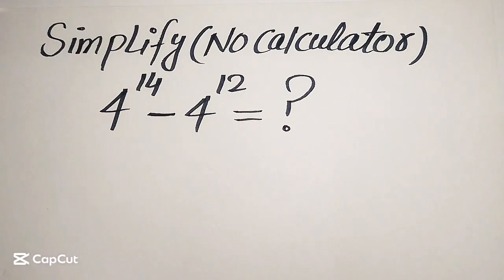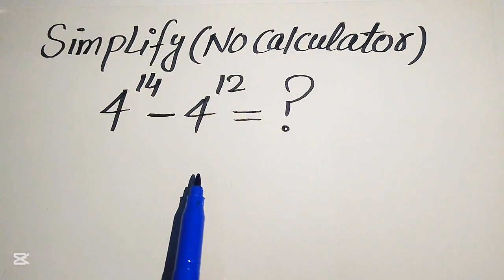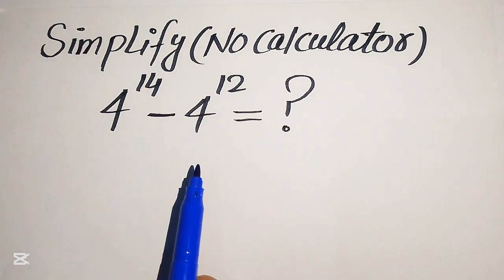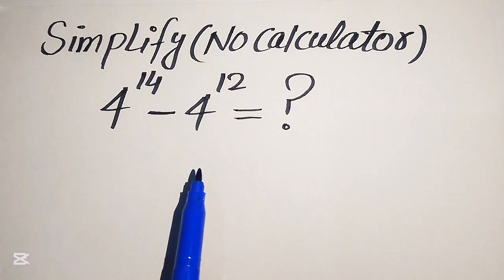Hello everyone, how to simplify this nice algebraic expression without using the calculator. If we have 4 to the power of 14 minus 4 to the power of 12, we write this algebraic expression into the simplified form.